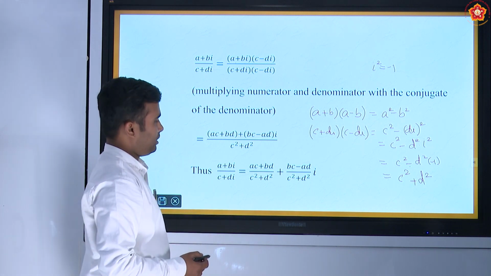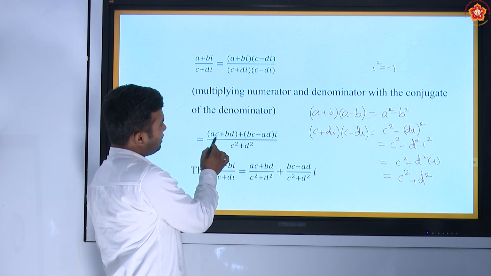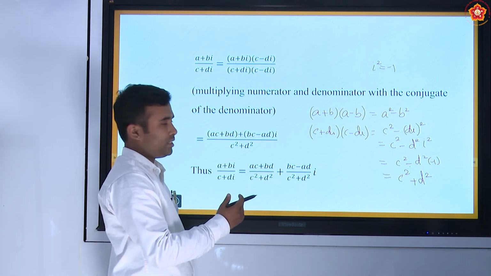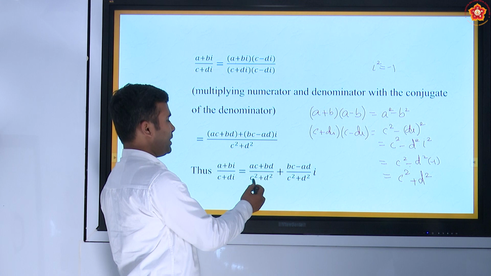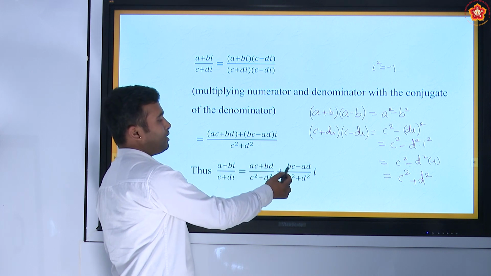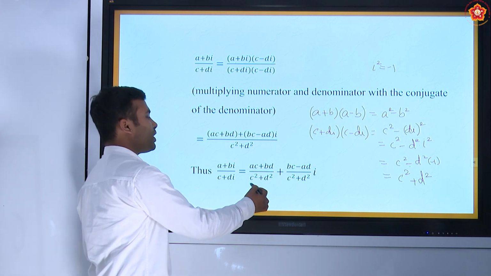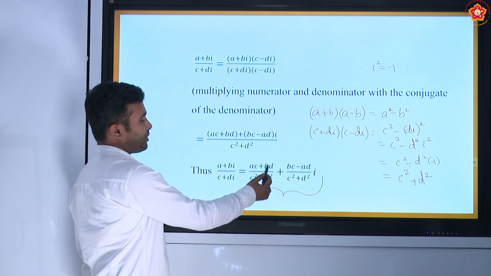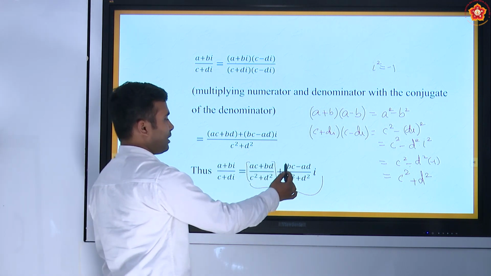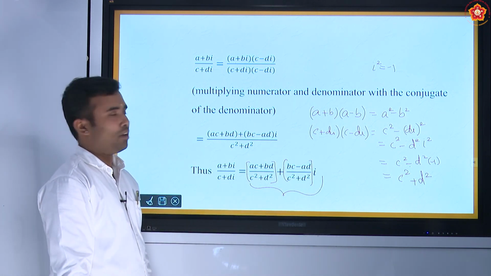Thus it gives Z1 by Z2. Now I can separate this: I can divide this by the denominator plus this by the denominator, so that I can separate these terms. So AC plus BD divided by C square plus D square, plus, and this is the imaginary part, BC minus AD divided by C square plus D square times I. See, this is also a complex number, as here we have a real part and an imaginary part. This part is the real part and this one is the imaginary part. This gives the division of two complex numbers.